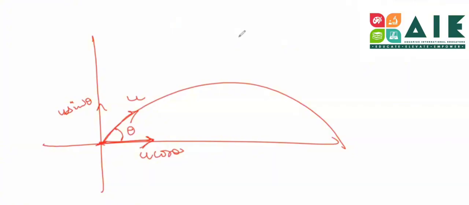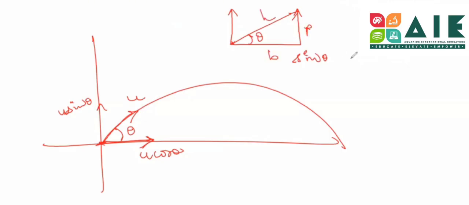Understood? Second thing, if this is my velocity, this is my base, this is my perpendicular. Let's shift my perpendicular over here. Try to understand. If this is angle theta, what is sine theta? Sine theta is perpendicular over hypotenuse. So that tells me the value of the perpendicular is sine theta into h.